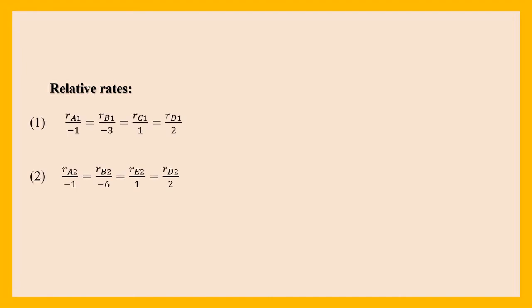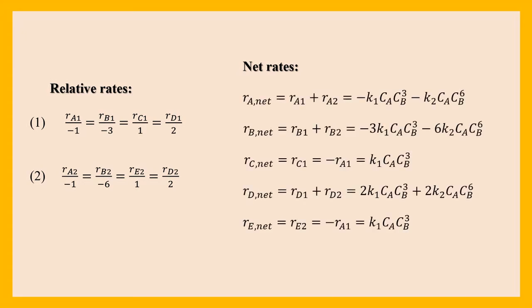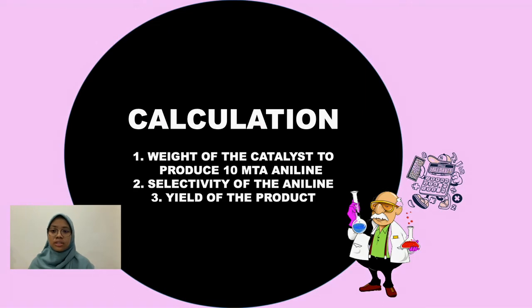We relate the rates of formation of the other species in reaction 1 and reaction 2 to the rate loss, hence we get the relative rates. After that, we substitute the rate loss for each species in reaction to obtain the net rate of reaction for that species. For the project calculation, we are required to calculate the weight of catalyst to produce 10 metric tons per annum of aniline, selectivity of the aniline, and lastly, yield of the product.